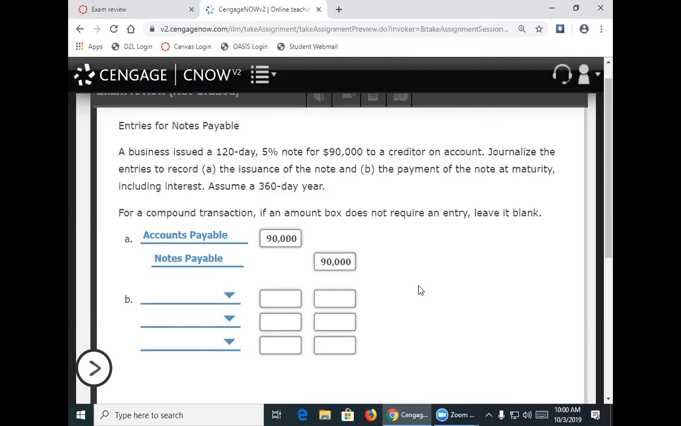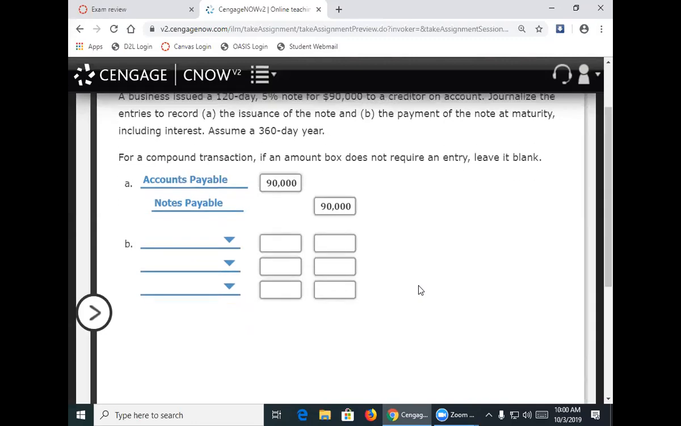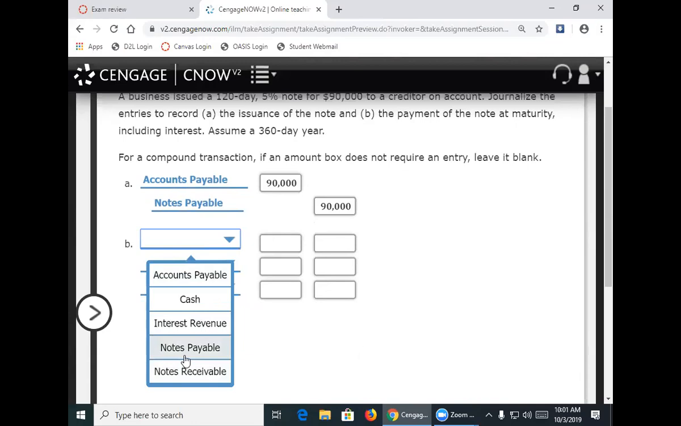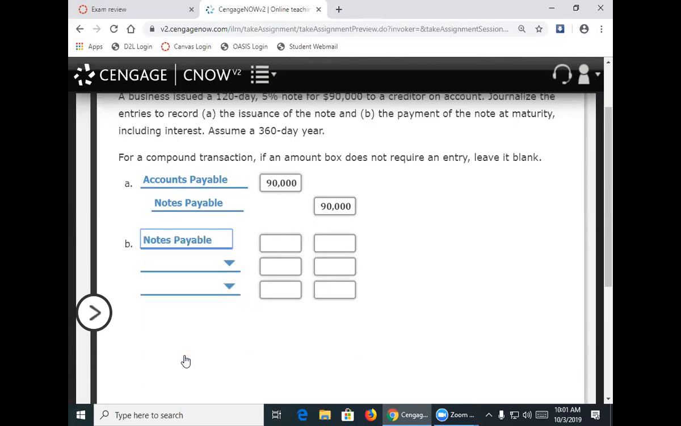Very good, 1,500 in interest. So I calculate my interest. So on part B, when I'm paying this note at maturity, what am I debiting and crediting? What am I debiting? Notes payable, interest expense, cash. Very good. I debit notes payable for how much? 90,000. Very good. And then we debit interest expense for how much?